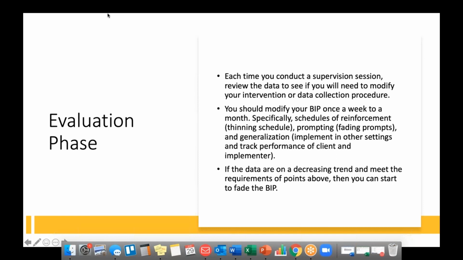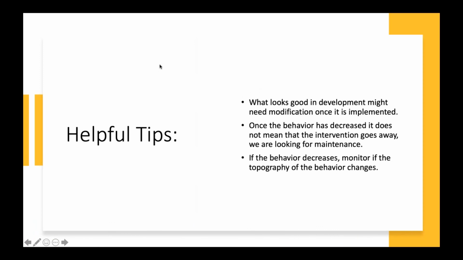Another thing is that if the data are on a decreasing trend and meet the requirements of 0.2, and they also don't have any errors in terms of the way the data are collected, then you could start fading out the BIP. And we'll talk about fading the BIP right now in the sense of some helpful tips.